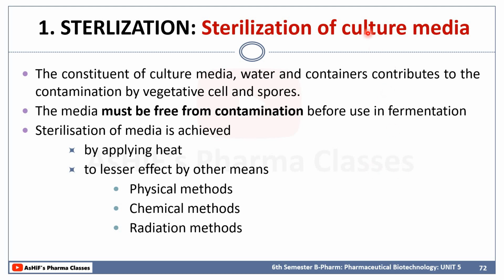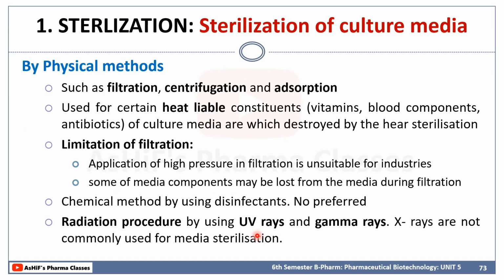So first let's see how we can sterilize the culture media. We have already studied the culture media are usually sterilized by the autoclave method, and sometimes for culture media containing some vegetative cells or thermolabile substances, we may have to go for other methods. So usually we sterilize culture media by applying heat, to a lesser extent by using some kind of physical method, chemical method, or radiation method. And the most economical and cheapest method is always heat.